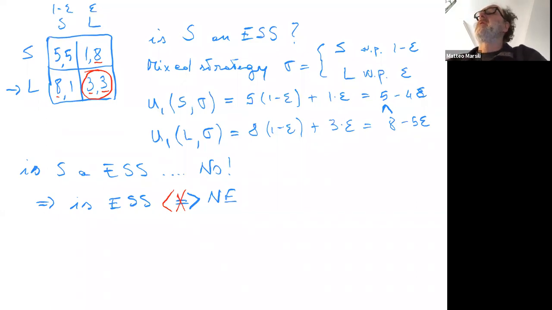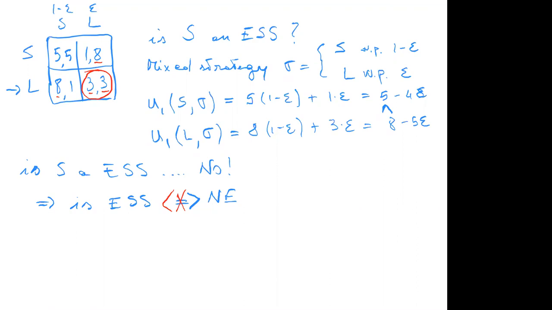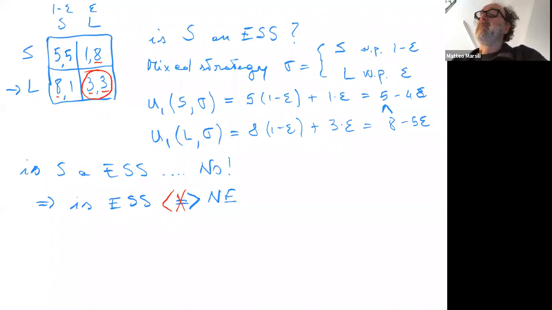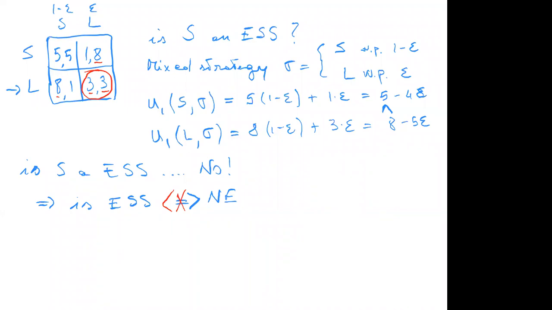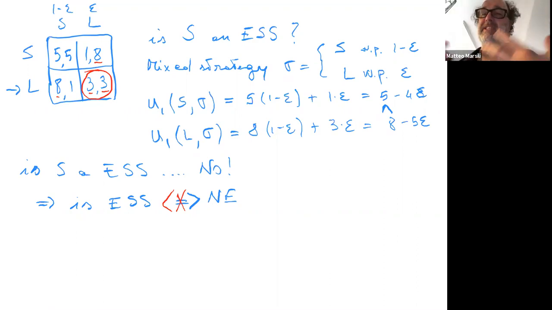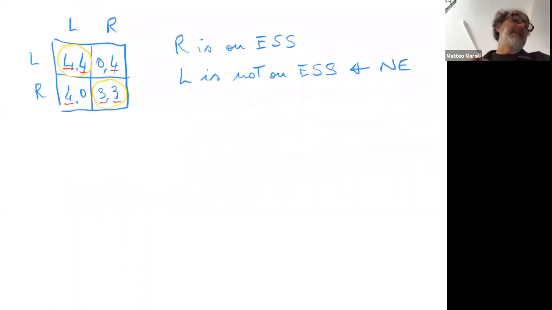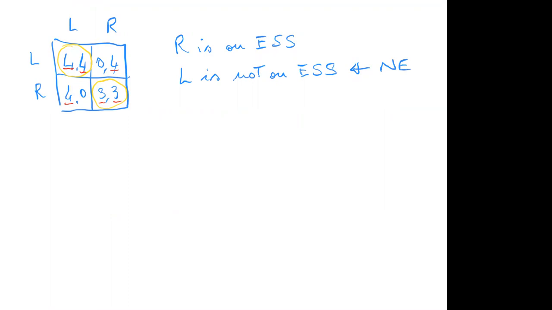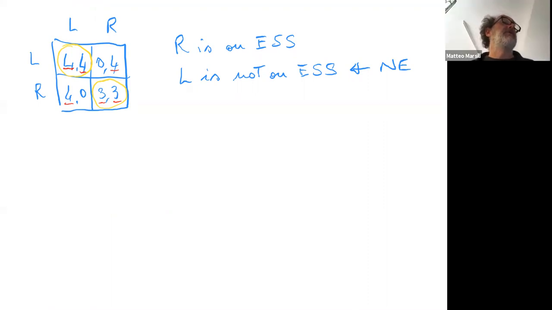Are you with me, Carlo? Yes, I'm here. So exactly, you get 3 minus epsilon as the difference between U1 L sigma and U1 S sigma. So that means that it holds for all epsilon. Could you give an interpretation of that, perhaps? What you get is only for small epsilon. But in this case, it is a very stable Nash equilibrium, a very stable strategy. But it's also dependent on the coefficients in the matrix, right? Because everything depends on the coefficients.